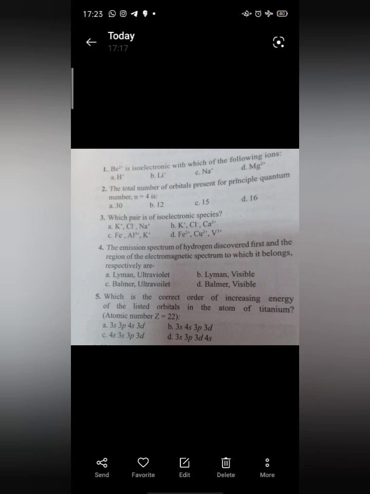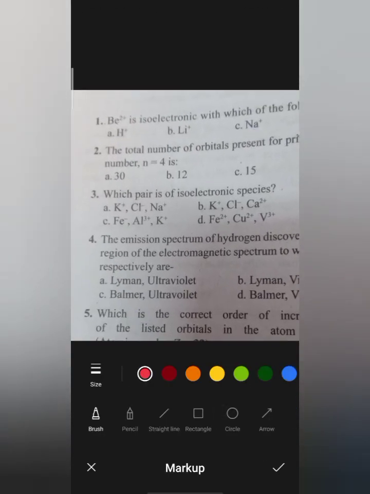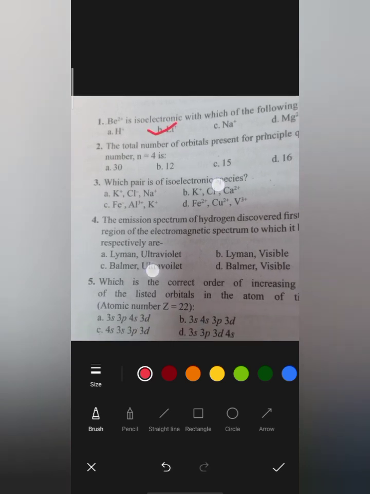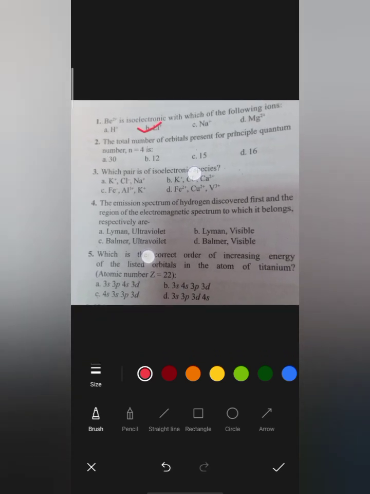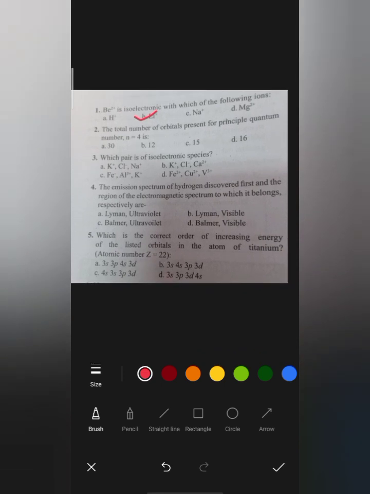Now comes to option B, that is lithium positive. 3 minus 1 is 2. That means Li+ also has 2 electrons, which is the same as Be2+. So our correct answer will be Li+. Now comes to the second question. The number of orbitals present in the principal quantum number n equals 4.